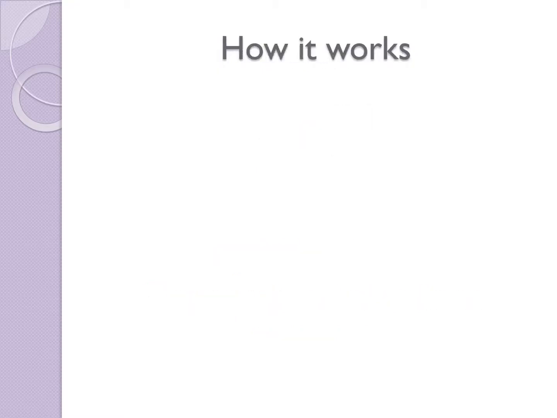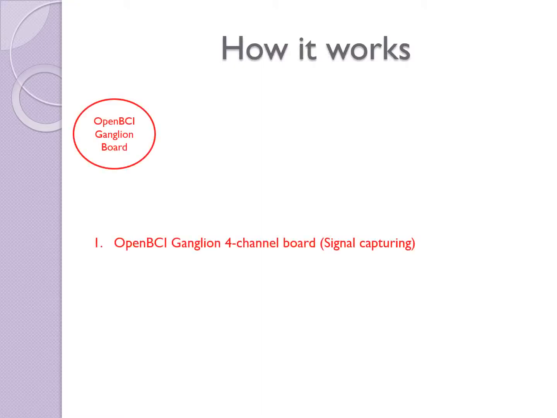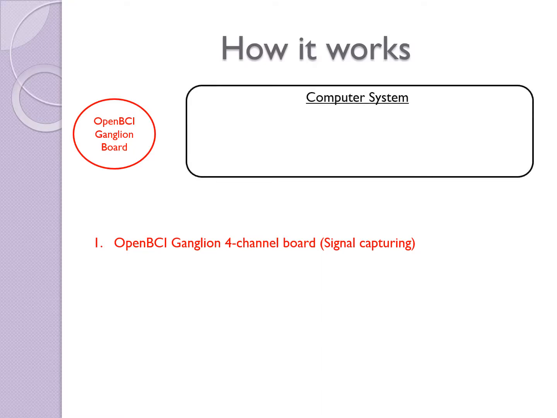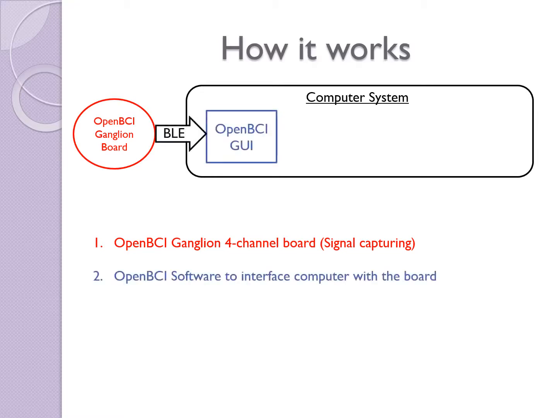Here is an overview of the entire system for this project. First, we have the signal capturing device. OpenBCI Ganglion 4-channel board is chosen because of its flexibility. It is able to capture both EEG and EMG signals. It is also able to choose various different channels as we please. Here we have a computer system which is a Windows 7 laptop, and it will be running OpenBCI GUI, which is software from OpenBCI. It will be used to interface both the board and the computer.